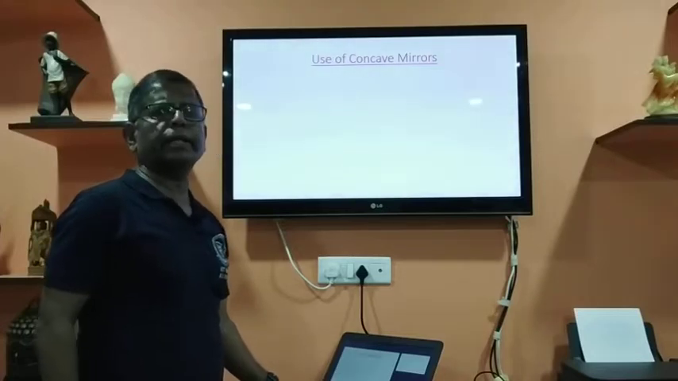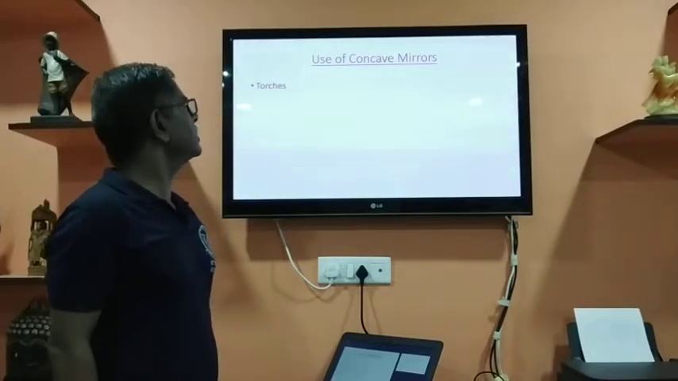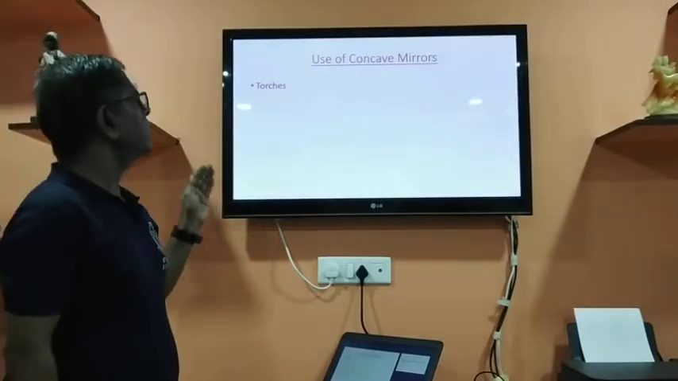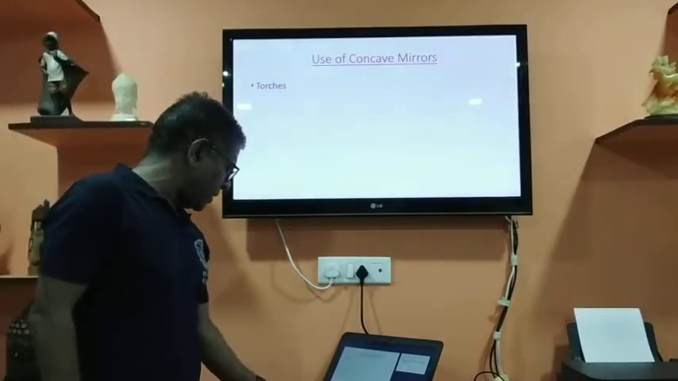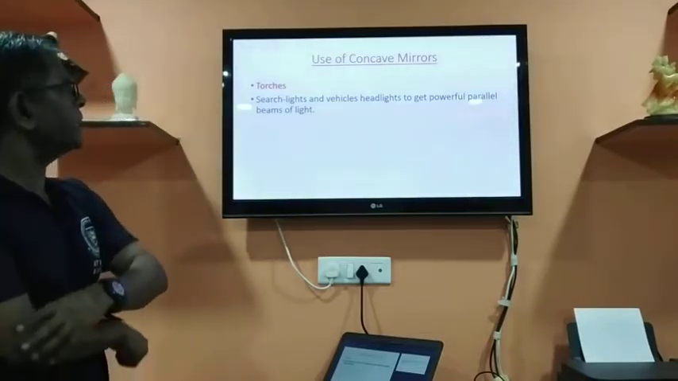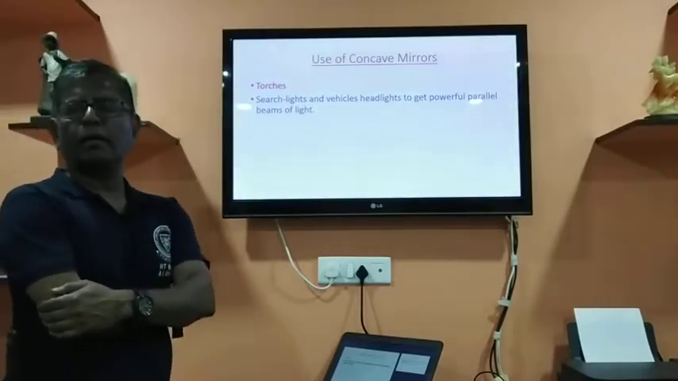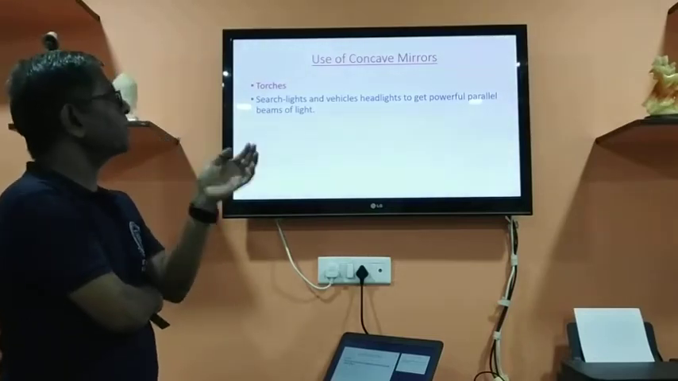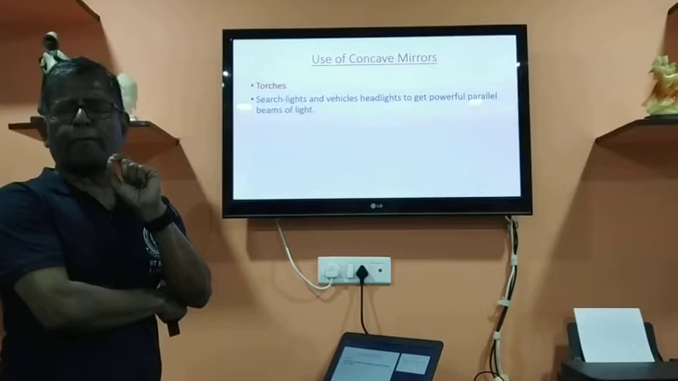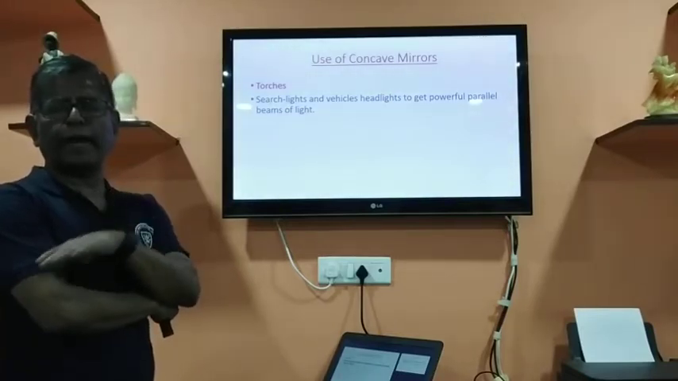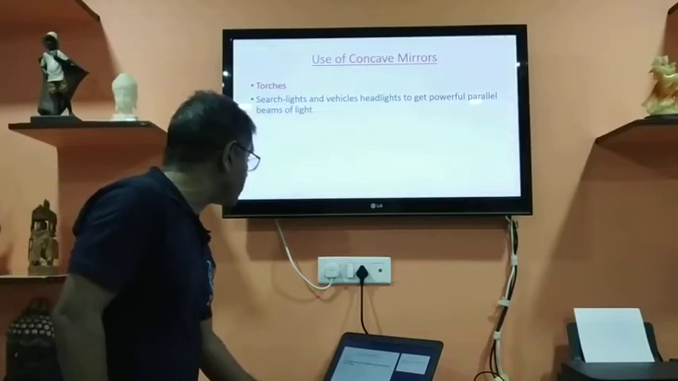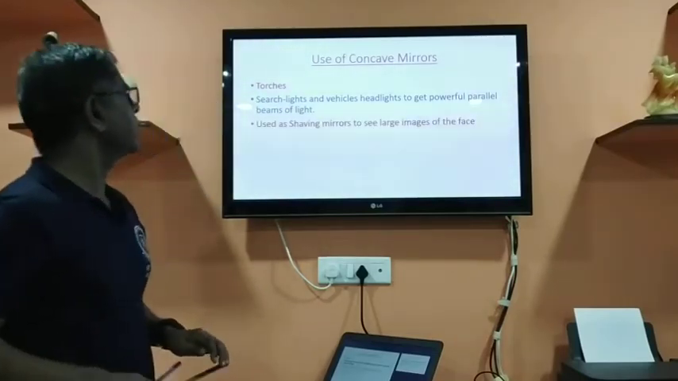Okay, having completed the ray diagram, where do we use the concave mirror? If we study the ray diagram, we will find that the concave mirror is used in torches, searchlights and vehicle headlights, because it produces powerful parallel beams. If the light is kept at the focal point, after the reflection, the beam becomes parallel. So this property is used in the searchlight.